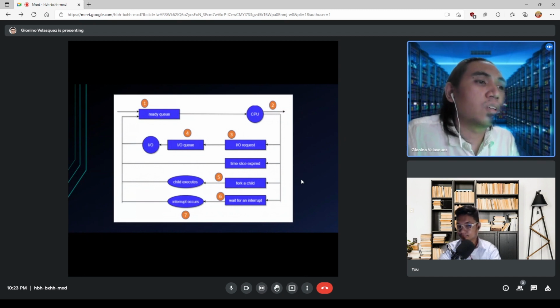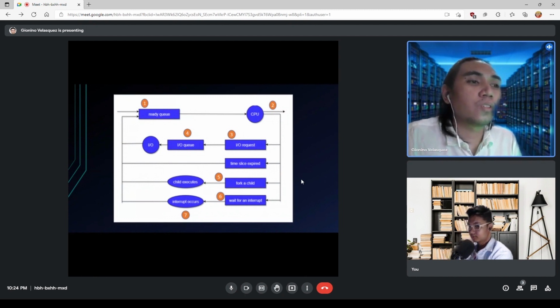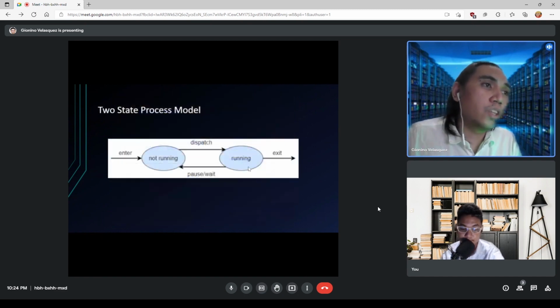Number 3 shows that the process may issue an I/O request. At number 4, the process is then placed in the I/O queue. At number 5, the process may create a new subprocess. Number 6 shows that the process may wait for its termination. And at number 7, it may be removed forcefully from the CPU as a result of an interrupt. Once the interrupt is completed, it is sent back to the ready queue. This is the two-state process model of process scheduling.